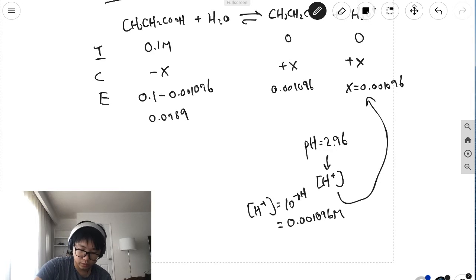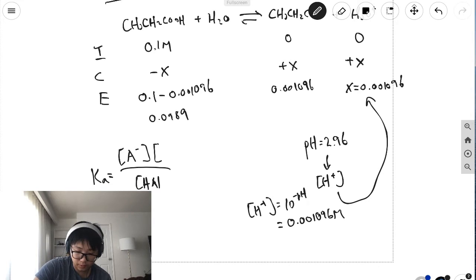Yeah, so Ka is equal to your concentration of A minus. I'm just going to write A minus right now to represent acid. If you ever get lazy, you can write A minus as the conjugate base, and then HA as the acid. So if HA is the acid, A minus must be the conjugate base, and then multiply that with the H3O plus.